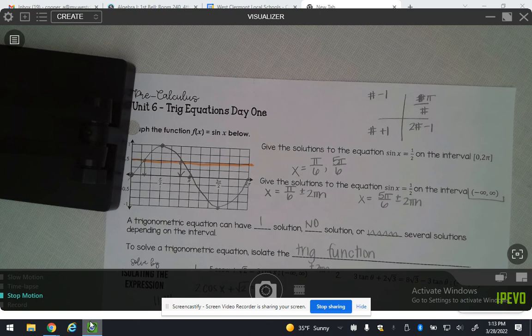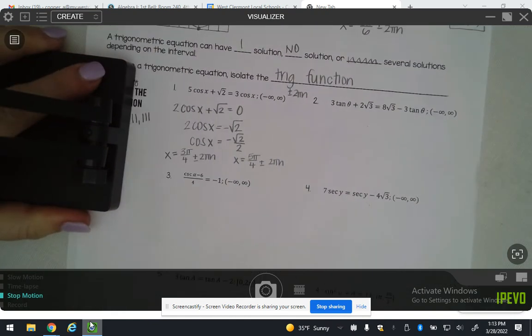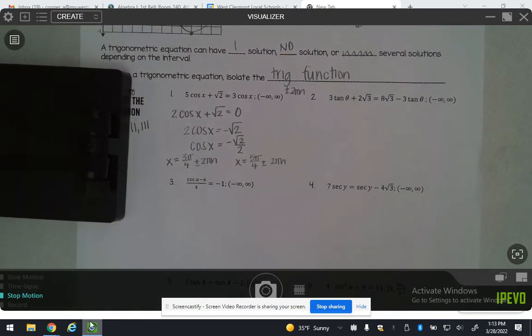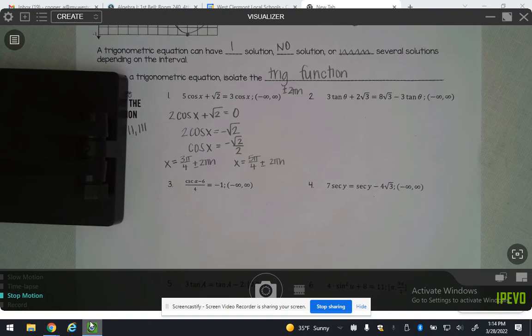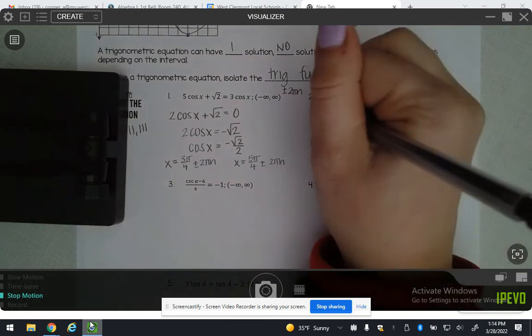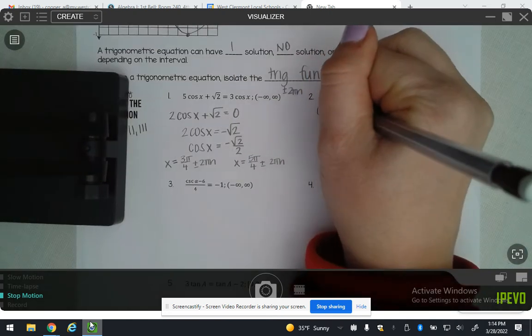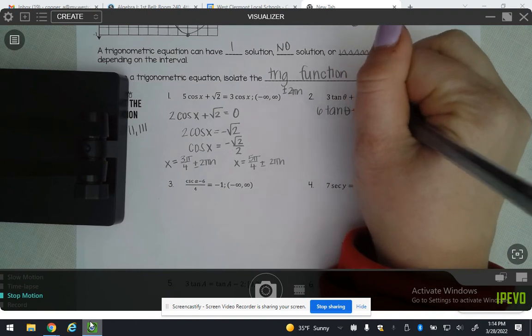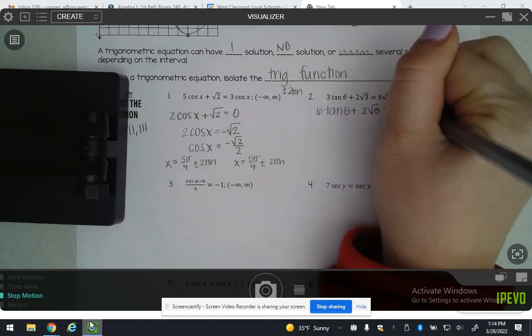Try the next one. So what's the trig function we're trying to get by itself? Just tell me. Tangent, okay? We're trying to get tangent. So what am I going to do? Try to get it, like when you solve equations in Algebra 1, you always wanted the x on the left side, right? You're just solving an equation. So which one am I going to move? The -3. How do I move it? You add it. So I now have 6 tangent of theta plus 2 radical 3 equals 8 radical 3.